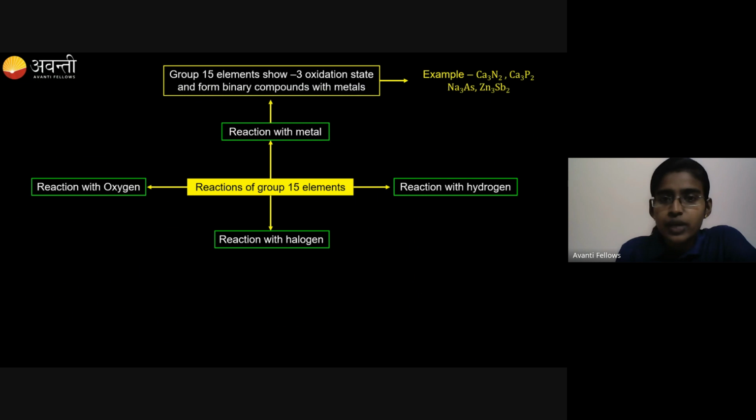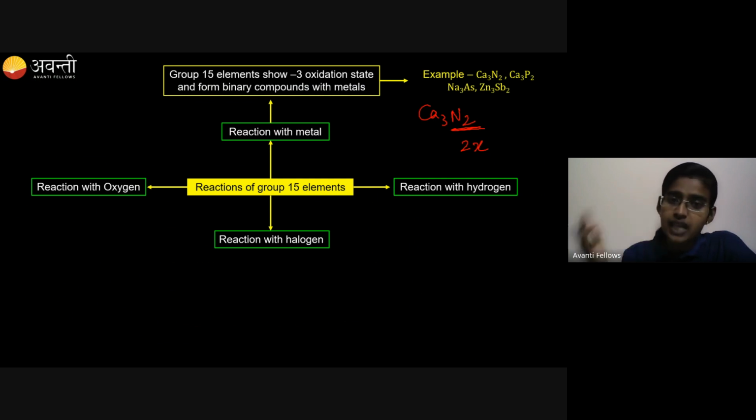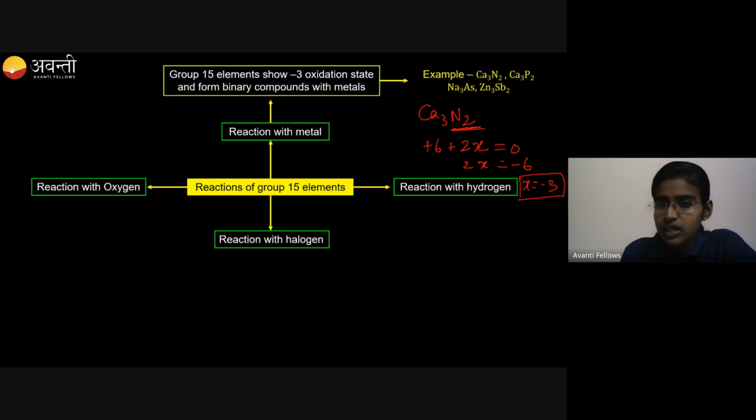So I'll give you an example. Let me take Ca3N2, and we will calculate the oxidation state of nitrogen. Nitrogen is taken as x, and each calcium has +2 charge, because it is a group 2 element. All group 2 elements have +2 oxidation state. Since we have 3 calcium, it is 3 into 2, which is +6, plus 2x, equal to 0. So 2x is equal to -6 and x is equal to -3. So the oxidation state of nitrogen here is -3. Like this, you can calculate for other elements also.